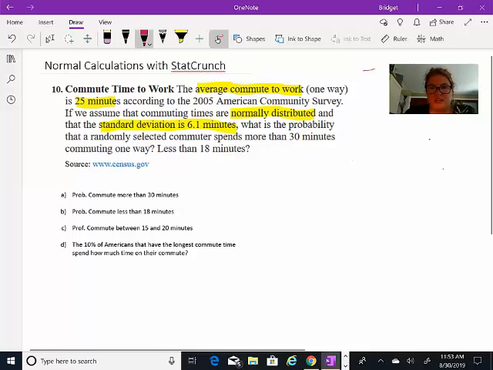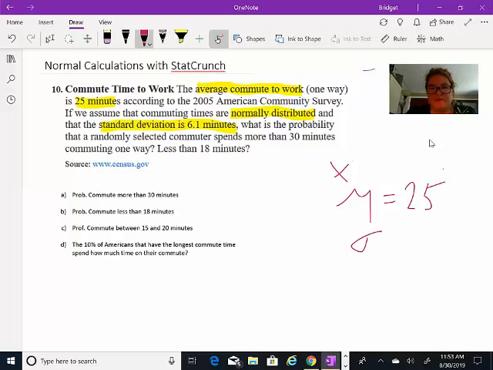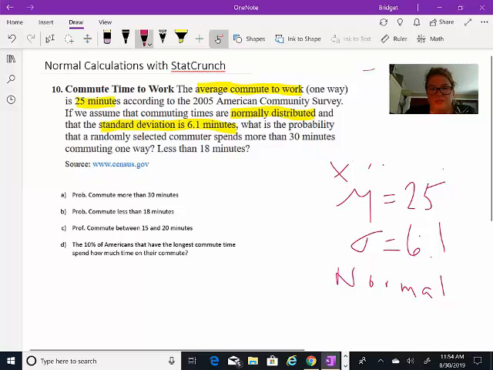So let's just quickly jot down what we know. Our variable x is commute time, and so then we know that the mean of that is 25 minutes, and the standard deviation is 6.1. You have to be familiar with those symbols, of course. And then we know we have a normal distribution, which is really, really important. And so we have that information, so we can use the StatCrunch normal calculator.